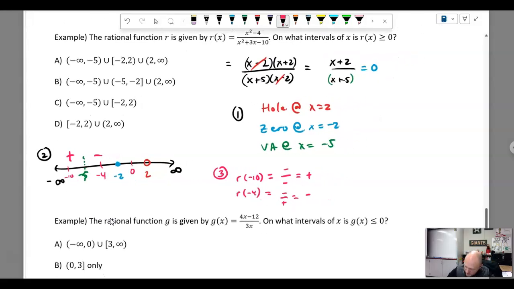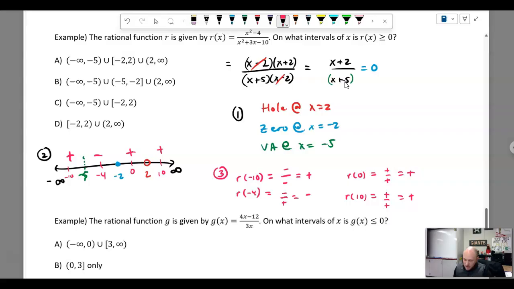And then choose 0. Always choose 0. If you can choose 0, 0 is the best. We get 2 over 5. That's positive over a positive. So this interval is positive at 0, which again we expected, right? Crossing. And then I'm going to choose 10. This is unlikely to change here because it wasn't a zero, and we get a positive over a positive, right? 10 plus 2, 10 plus 5, that's going to be a positive value, okay?